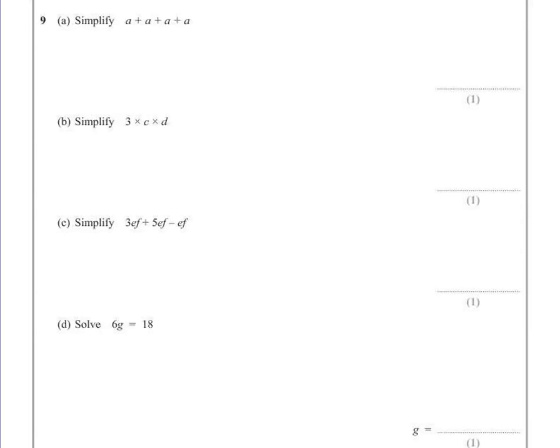Question 9, part A. Simplify A add A add A add A. Well, when you're adding things together, we can just count them. So there are 4 A's there. So quite simply, that would be written as 4A.